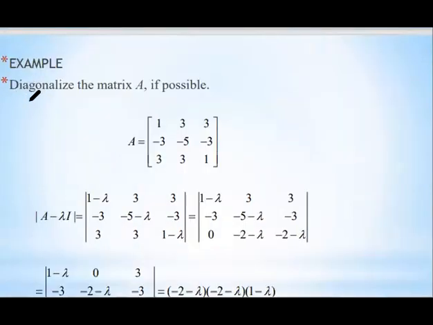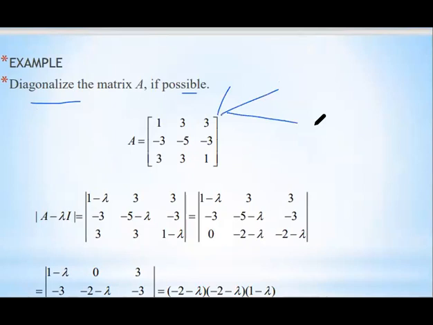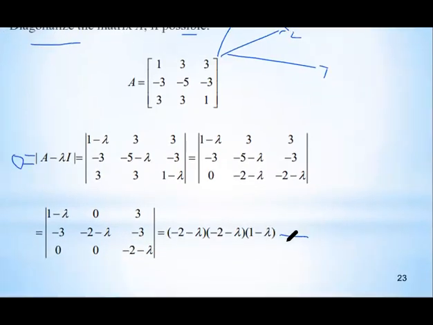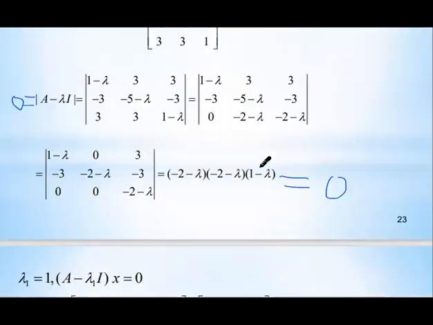Let's discuss this one as well. Diagonalize the matrix A if possible. The first duty: it's a square 3 by 3 matrix, so you can find 3 eigenvalues by solving this cubic equation. Find the roots of this cubic equation. What are the eigenvalues? 1, minus 2, minus 2.